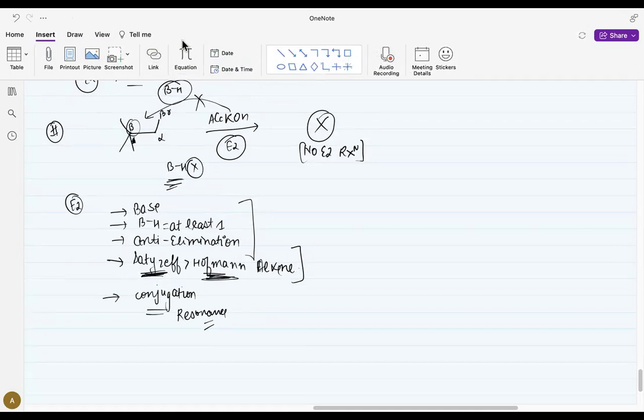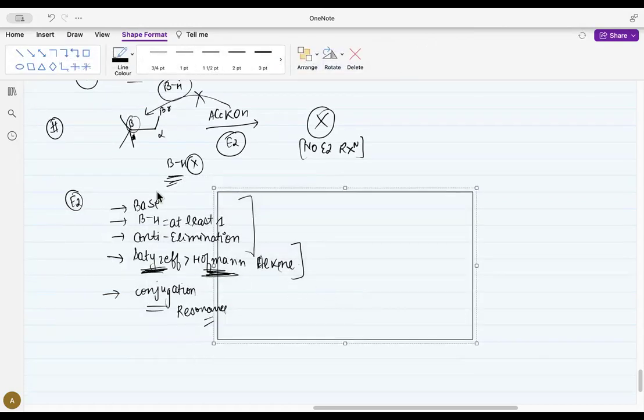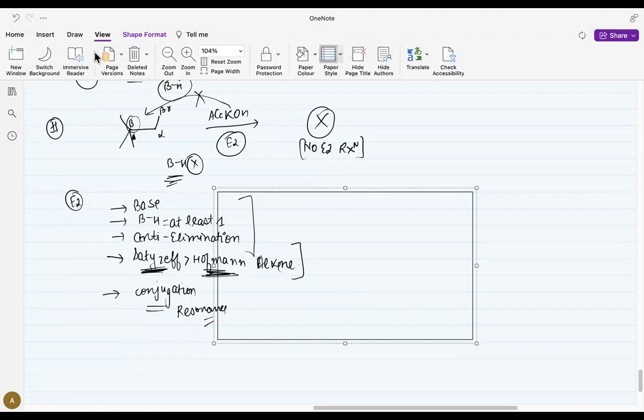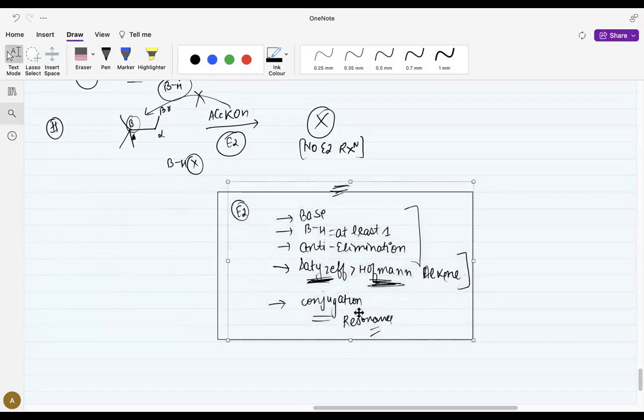So this was our main crux of this chapter, how E2 elimination is done. For E2 elimination you should have a base, you should have a beta hydrogen, you should do anti-elimination, Zaitsev should be greater than Hoffman, you should always have conjugation to make alkenes.